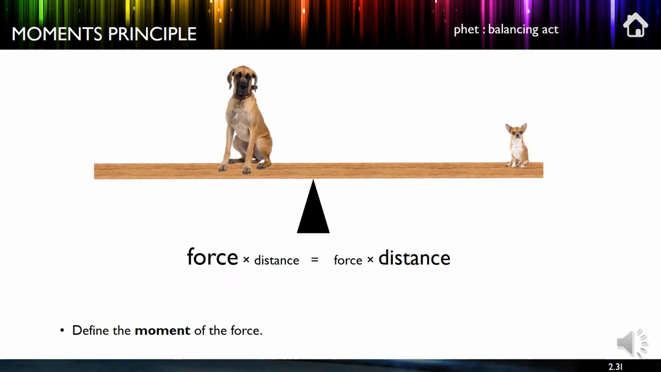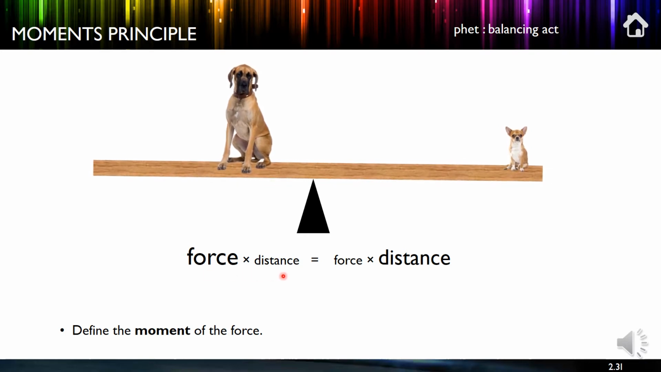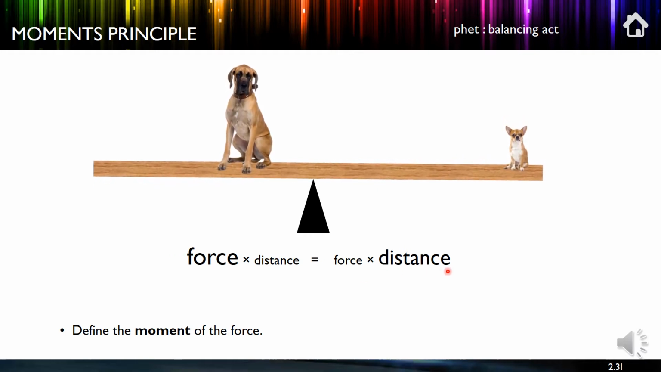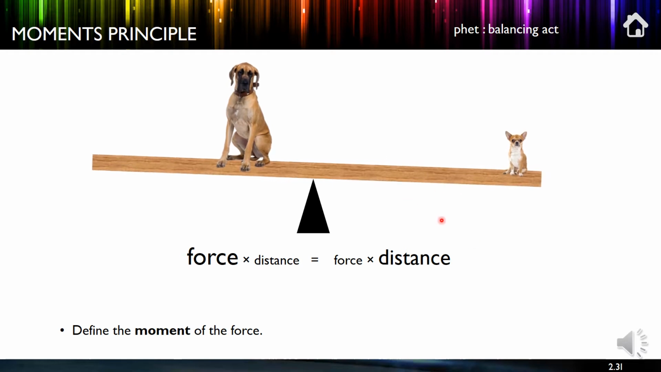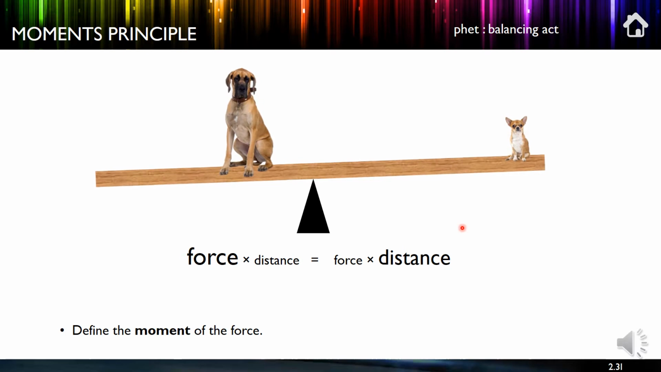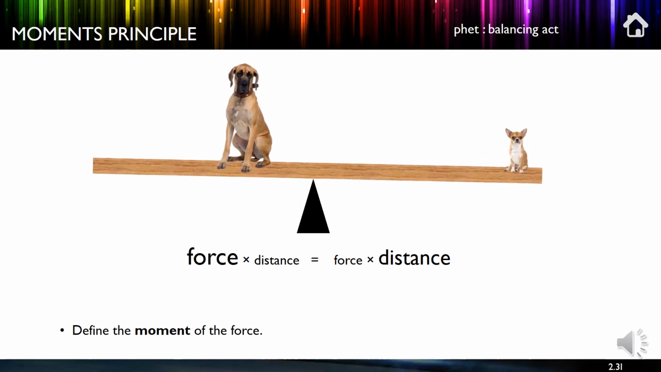So the key principle here is that a large force and a small distance can create the same moment as a small force and a large distance. And we say this is in equilibrium when there's no acceleration, so when there's no change or acceleration in the rate of rotation. So this one is, I've got it wobbling slightly, but you get the idea.